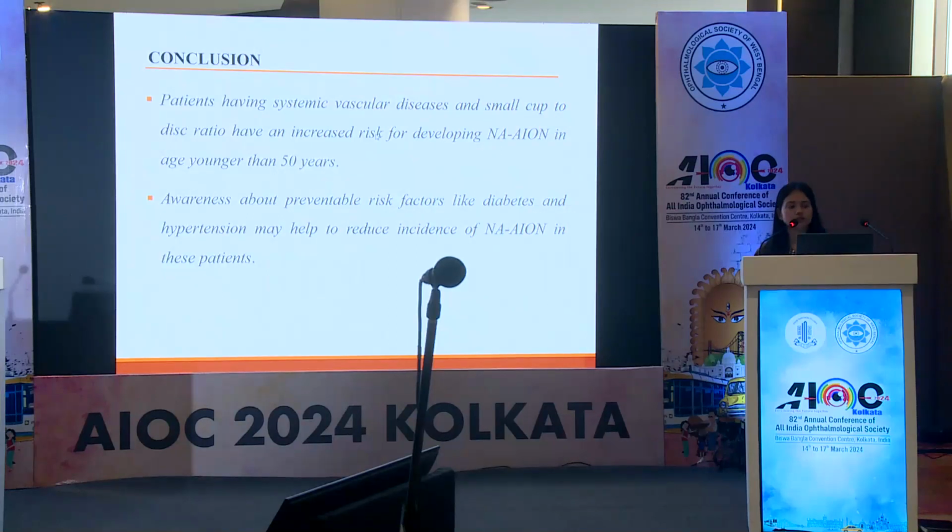Conclusion: patients having systemic vascular diseases and small cup to disc ratios have increased risk for developing NAION at an age younger than 50 years. And awareness about these preventable risk factors like diabetes and hypertension may help to reduce the incidence of NAION in these patients. Thank you for your patience in hearing.